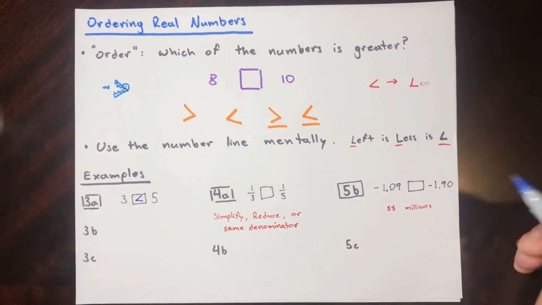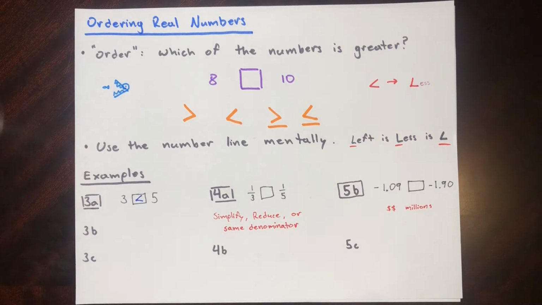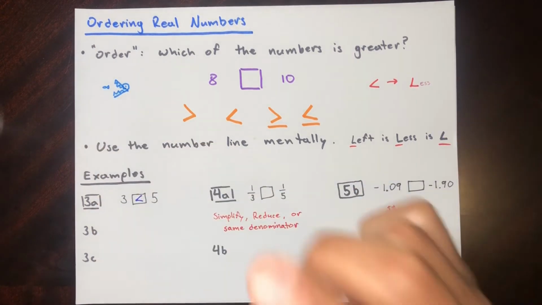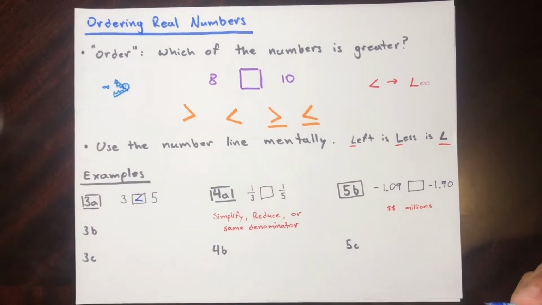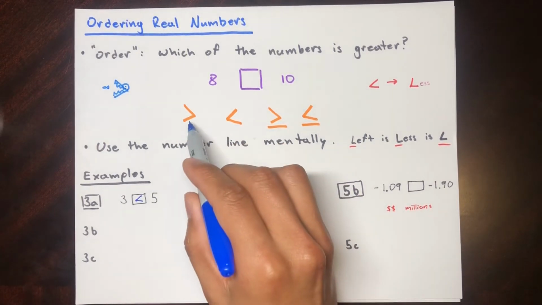You can just try to figure out if that less than fits in there, or you can try to see that the alligator mouth opens to the bigger one, okay? But you should just be able to read these out, right? You can't put this one here because that's the greater than symbol.